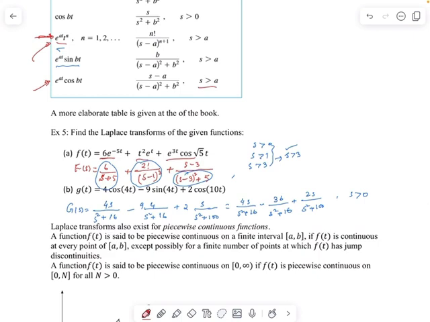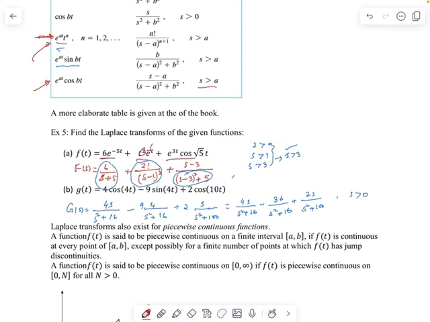So what is a here? A is 1. So I get 2 factorial, which is the power on t, divided by s minus 1 whole to the third.